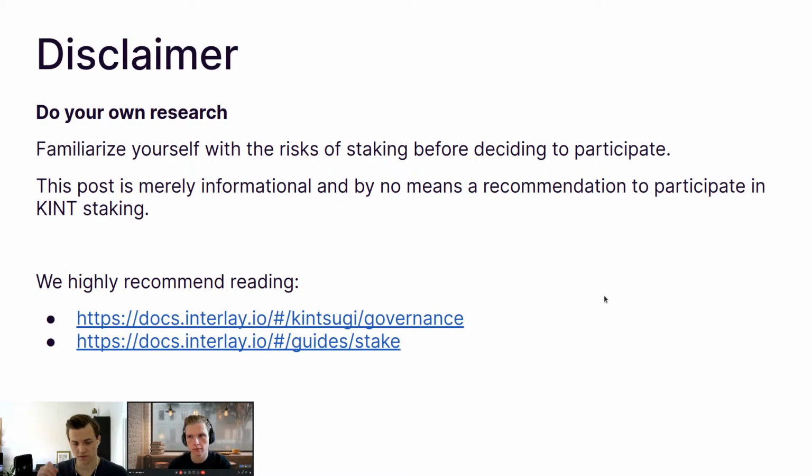Right, so before we start, a disclaimer. Please do your own research. Familiarize yourself with the risks of staking before deciding to participate. This post and also this presentation is merely informational, and by no means are we recommending that you participate in Kintsugi staking. Before you do anything, we highly recommend that you check out the documentation that is linked here. The slides will be published afterwards.